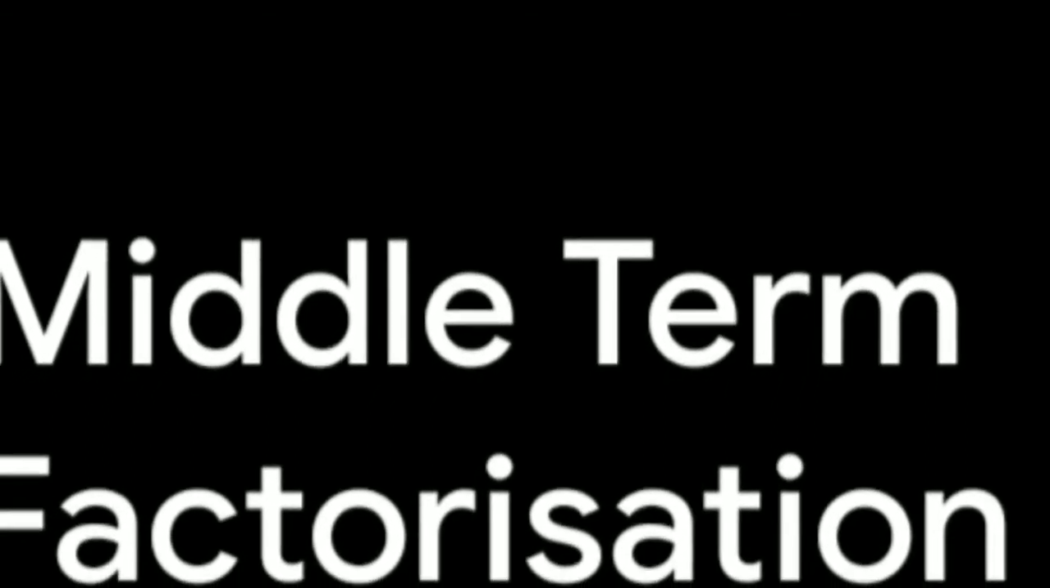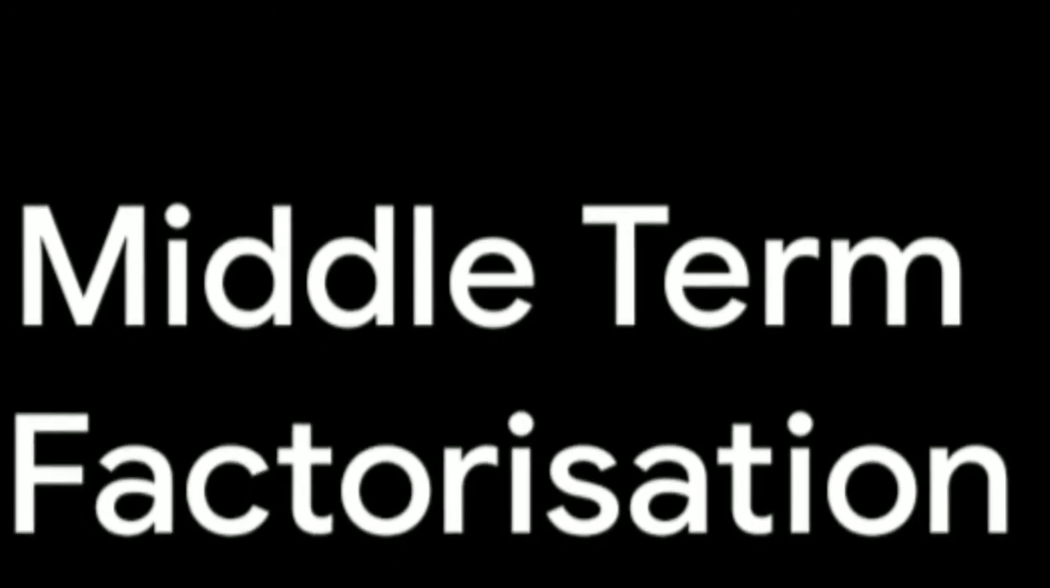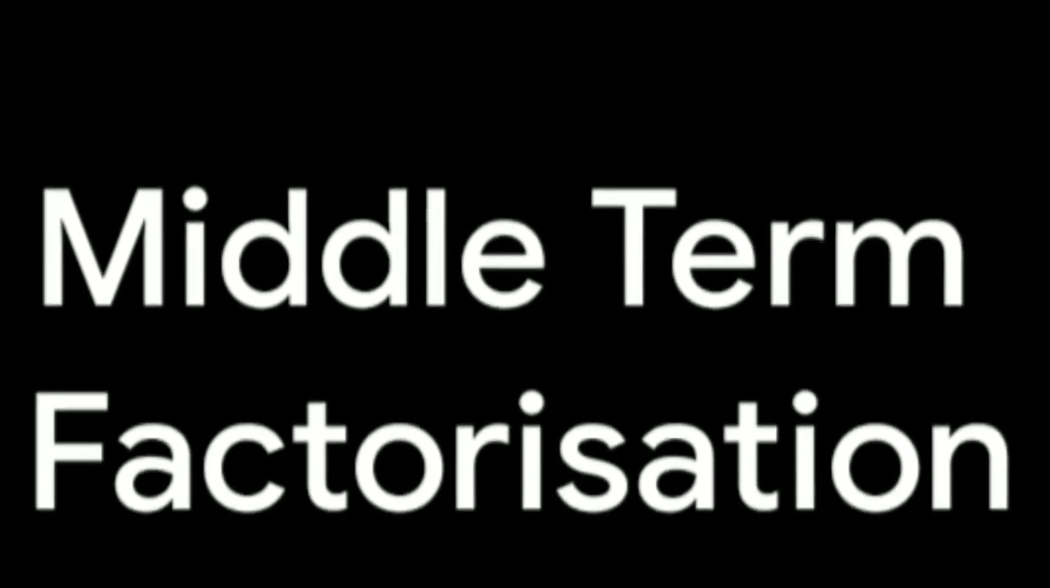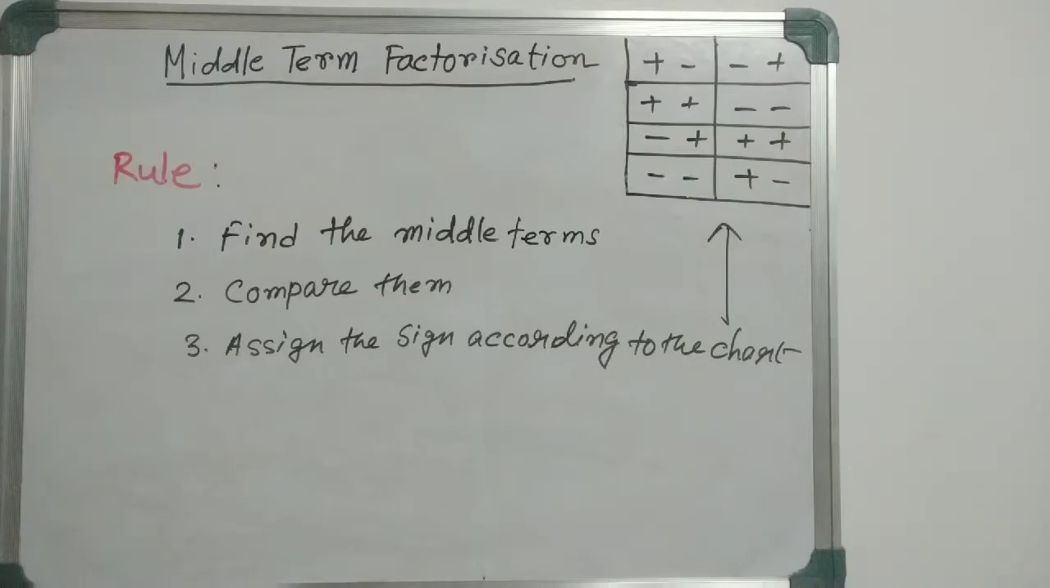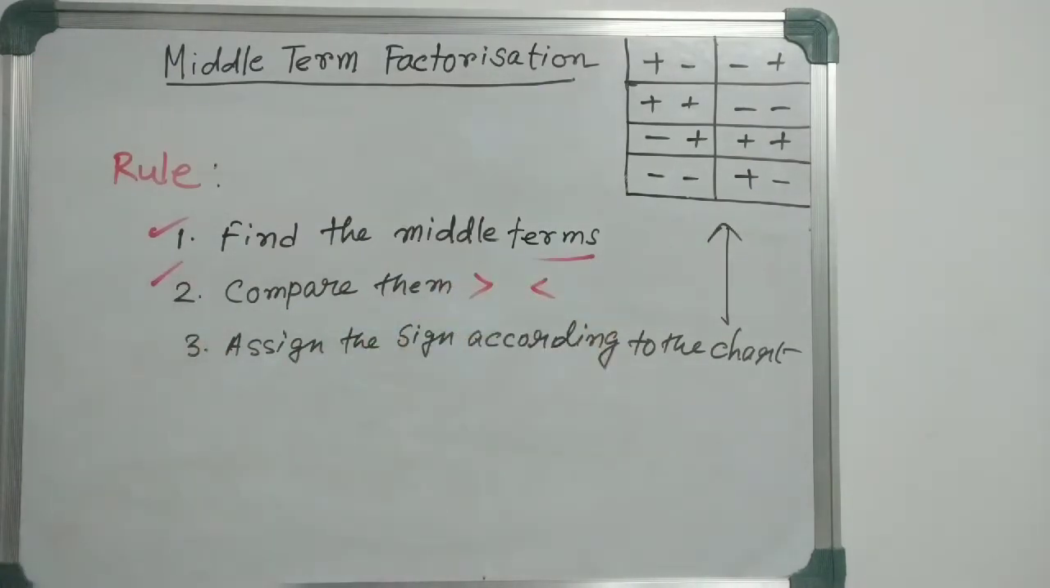Hello students, hope you all are familiar with this term, middle term factorization, and you know how to solve this type of problems. But here in this video, I will tell you how to solve this with a minimal calculation. So the basic funda for the shortcut method of this middle term factorization is: find the middle terms, compare them, means greater or less, and assign the sign according to the chart.